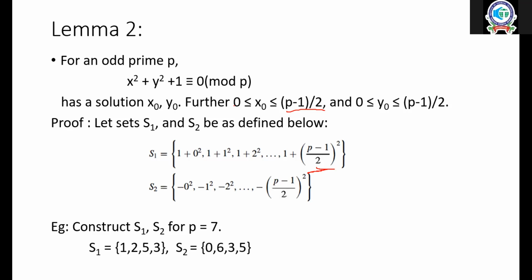Similarly, can somebody tell what is S2? Minus x square, where x belongs to 0 up to (p minus 1) by 2. Correct, that's fundamental. Very good. Now, can you tell me how many elements are in S1? Take your time. It takes x from 0 to (p minus 1) by 2. So, how many elements are in S1?